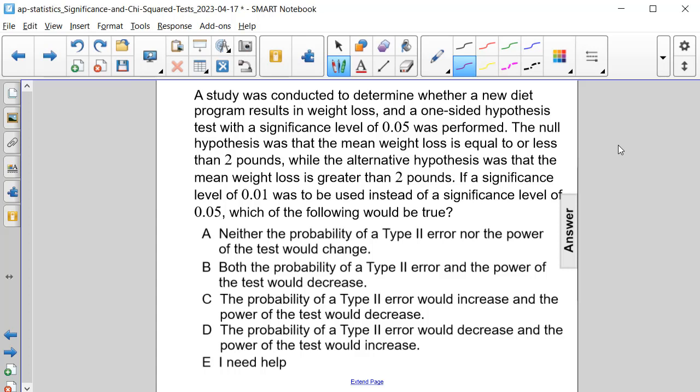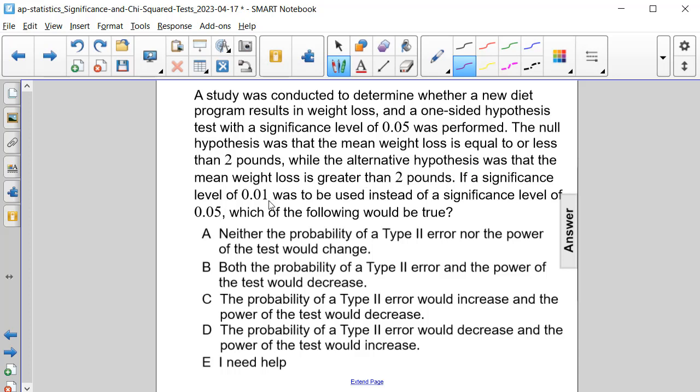A study was conducted to determine whether a new diet program results in weight loss, and a one-sided hypothesis test with a significance level of 0.05 or 5% was performed. The null hypothesis was that the mean weight loss is equal to or less than 2 pounds, while the alternative hypothesis was that the mean weight loss is greater than 2 pounds.